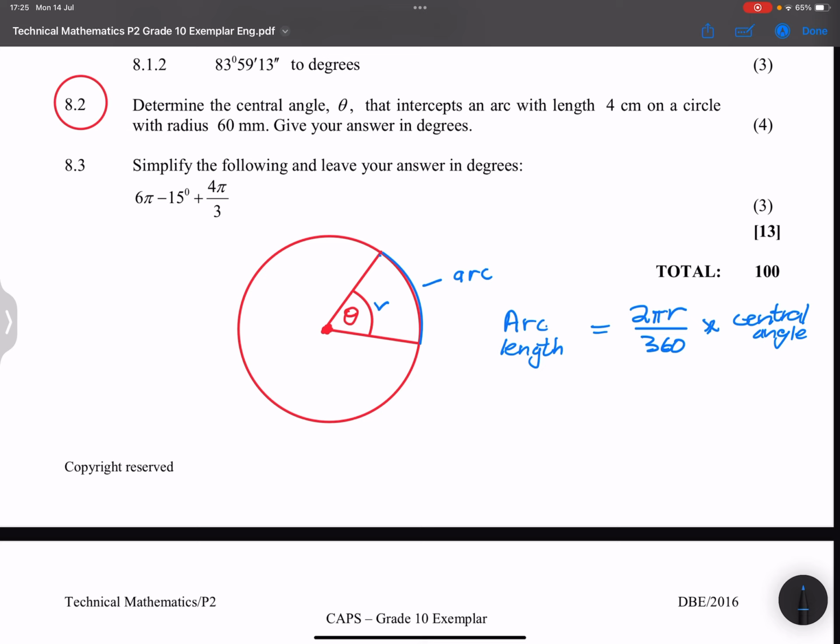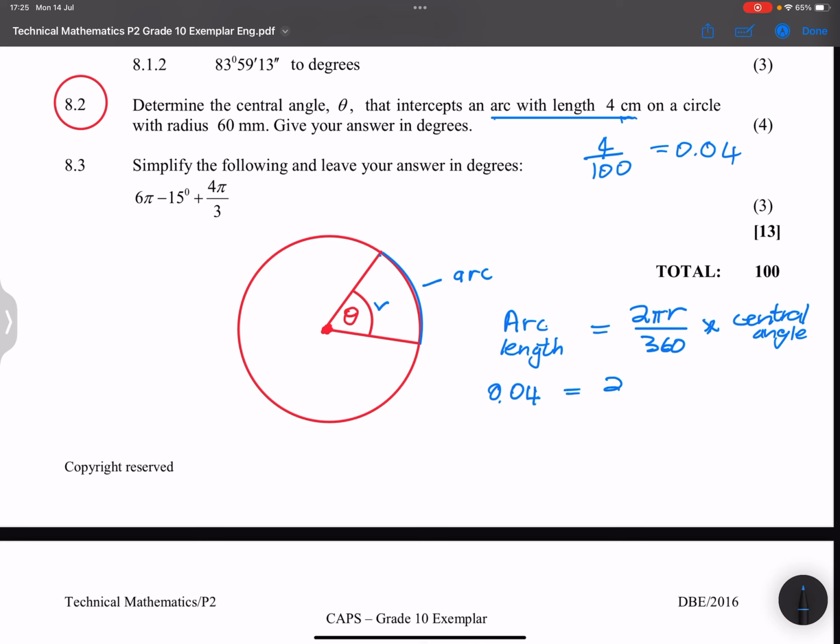Now, they told us that our arc length is 4 centimeters, right? So we need to convert that into meters. We make sure that they all have the same units. So what I'm going to do is convert that into meters. And remember, centi is a hundredth. So think about when you say percent, you are dividing by 100. So that's 4 divided by 100. That would give us 0.04. So the arc length is 0.04.